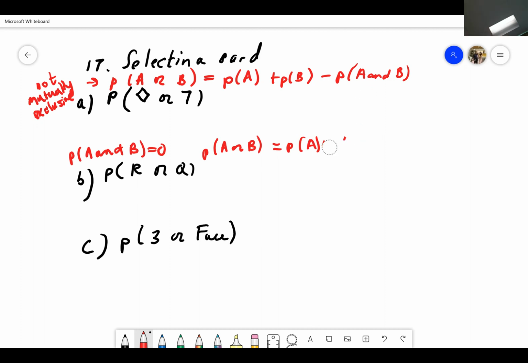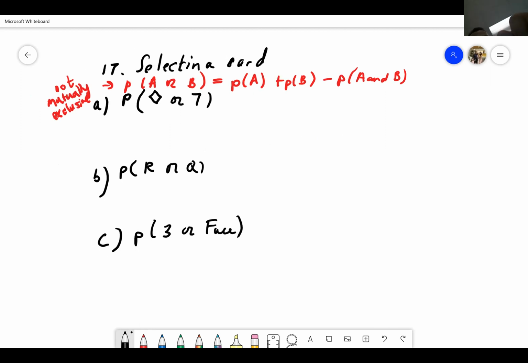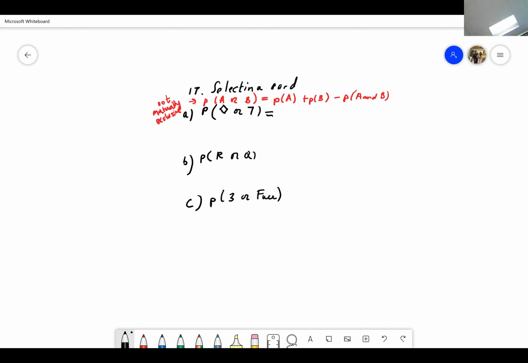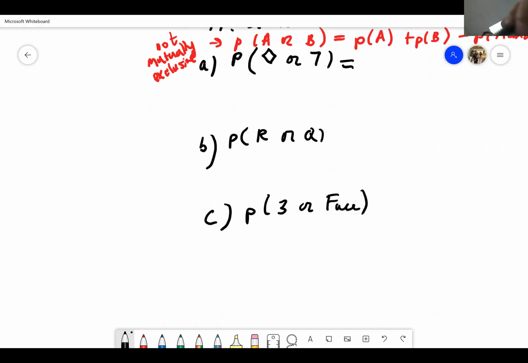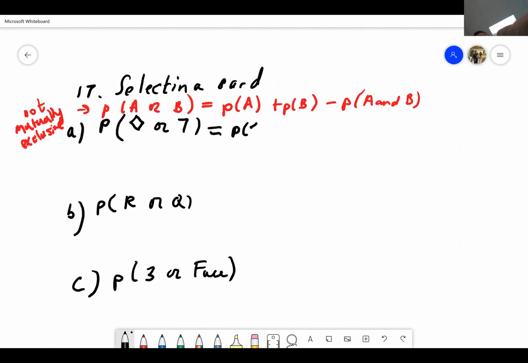So let's talk about whether this part A is mutually exclusive or not. Can you be 7 and diamond at the same time? Can you be a 7 of diamonds? So these two events, diamond and 7, are not mutually exclusive. So you go ahead and write the probability of diamond plus the probability of 7 minus the probability of diamond and 7.